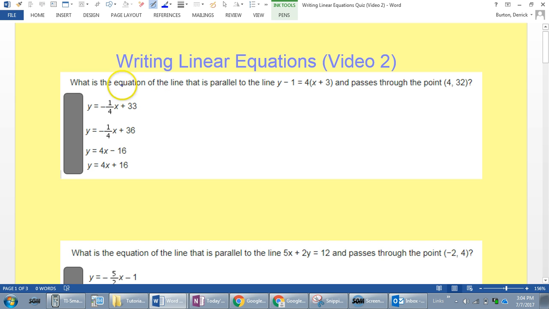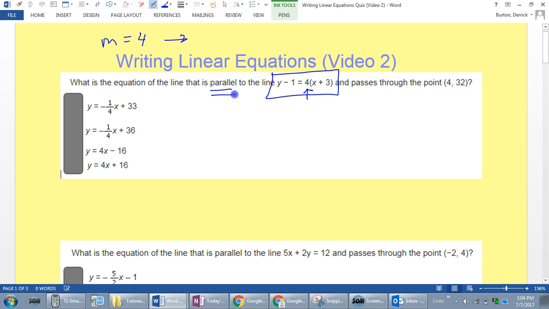So if we want to make an equation, the first thing we're going to need is the slope. So look at this equation right here, the one they gave us. What's the slope of this line? It's the 4. Not the 1, it's the 4. Okay, yes, it's the 4. So they gave us the slope. They're telling us that the slope of one line is 4.